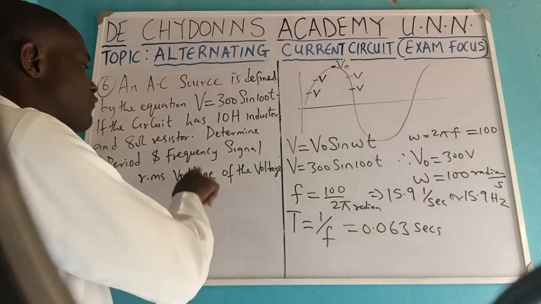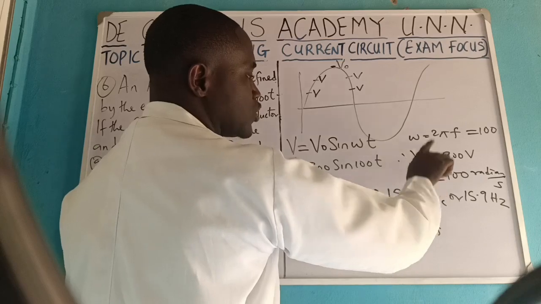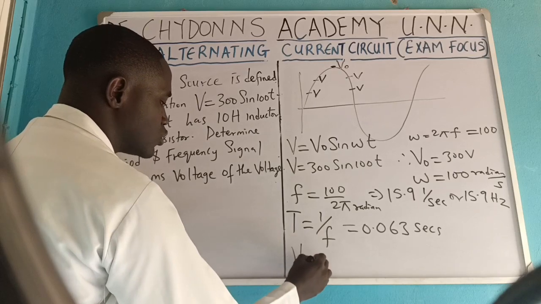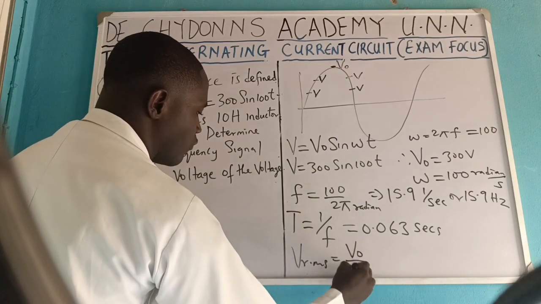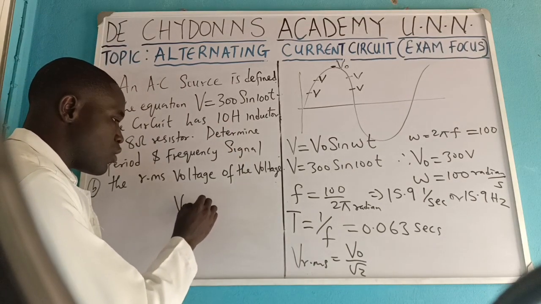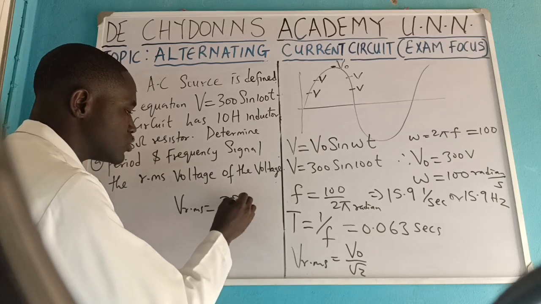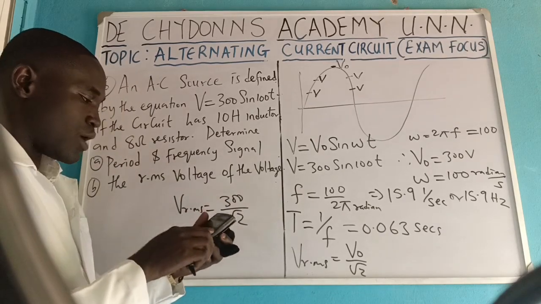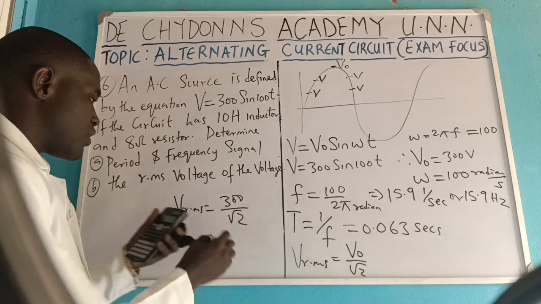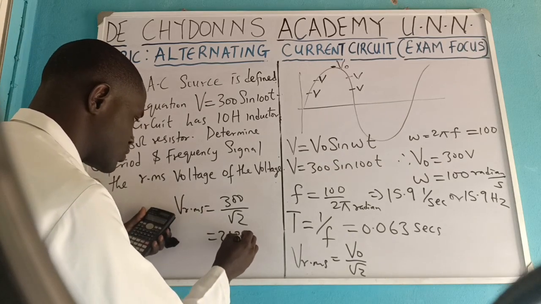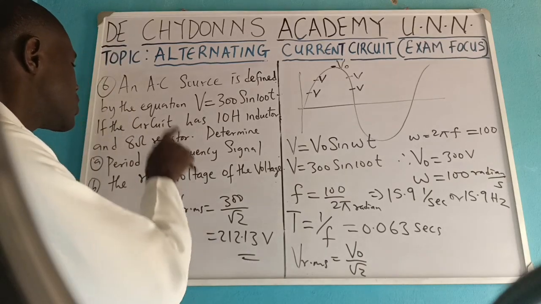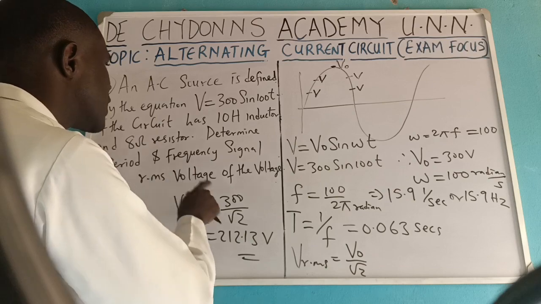Then the root mean square voltage. Since we have gotten our peak voltage, we noted that V root mean square is equal to V0 over root 2. What is our V0? 300 over root 2. We write 300 divided by root 2, which will give us 212.13 volts.